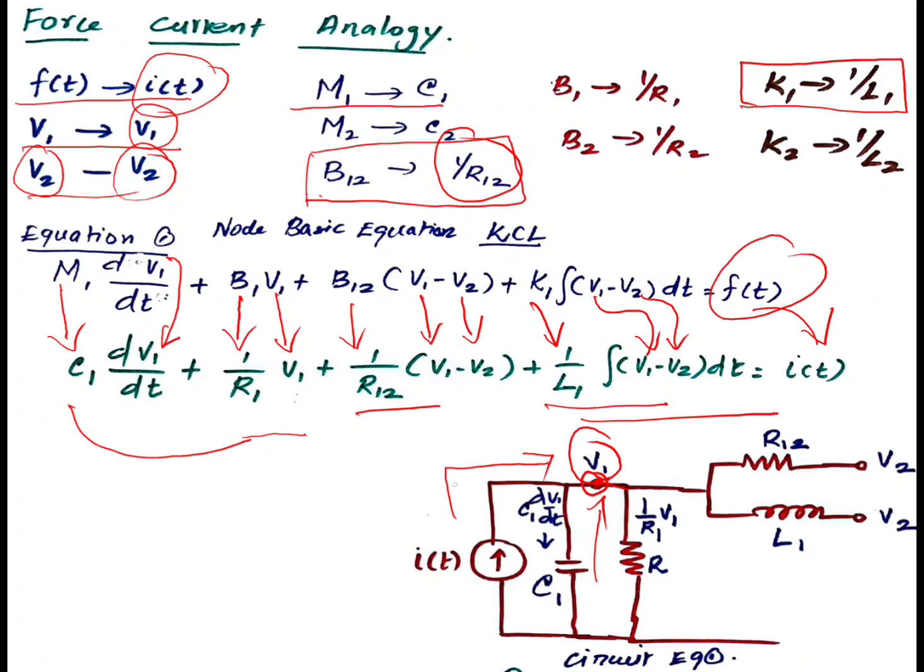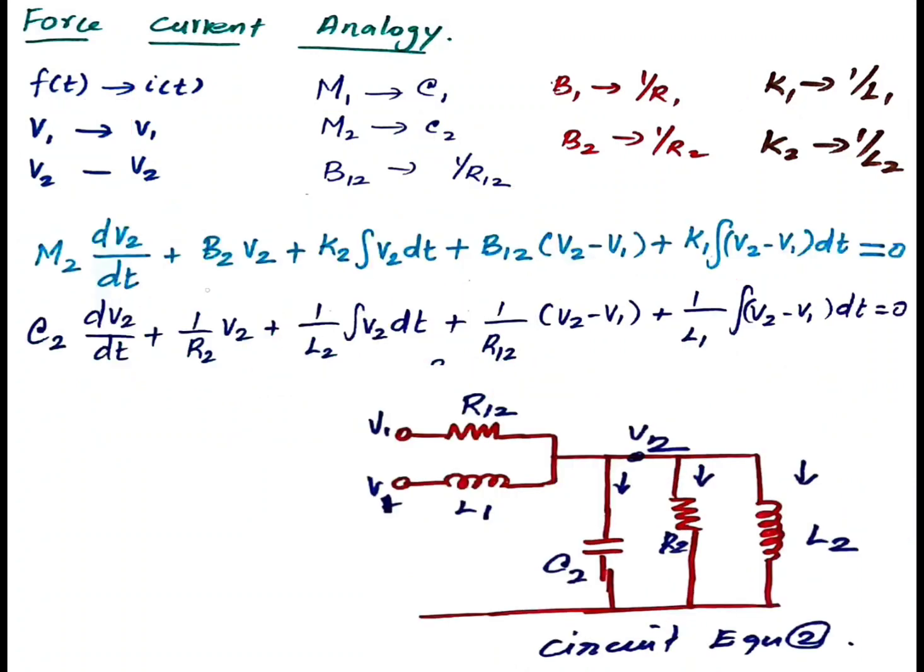So here we are going to put the capacitor and resistance in parallel. At the same time, these two are common to node 1 and node 2. So we are going to put R12 and L1 in parallel, and we are going to consider this as V2, this is node 2. So the first equation is over.